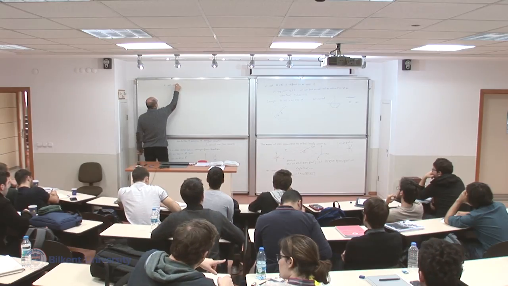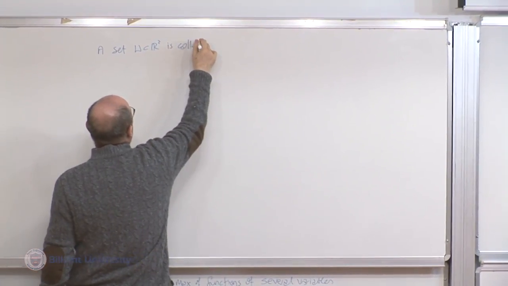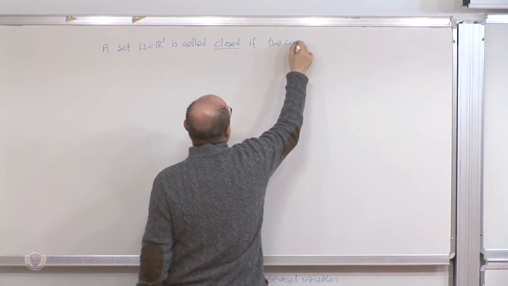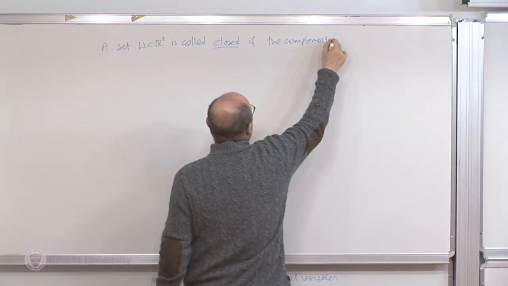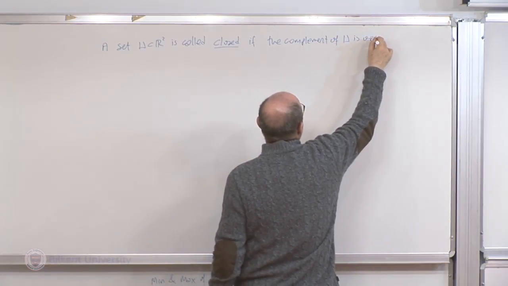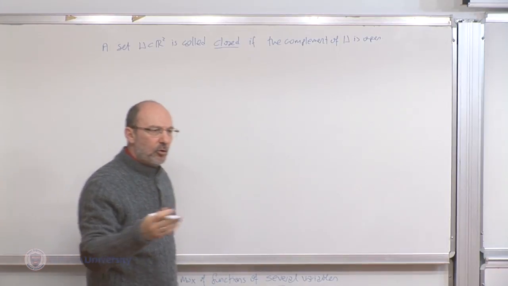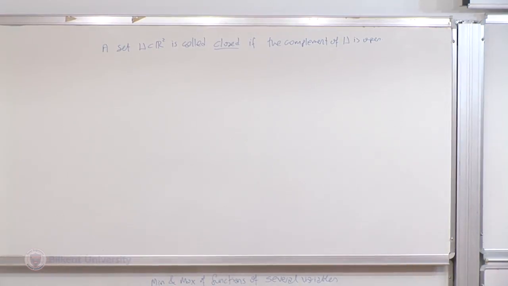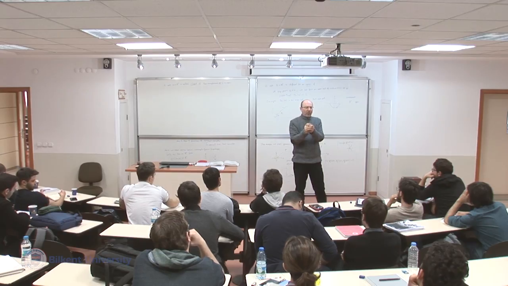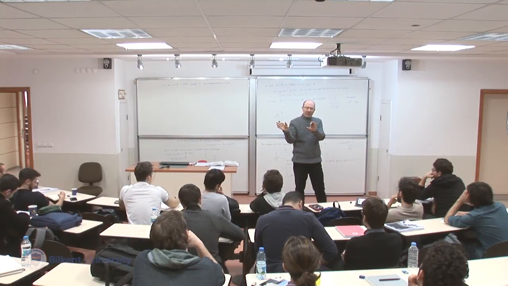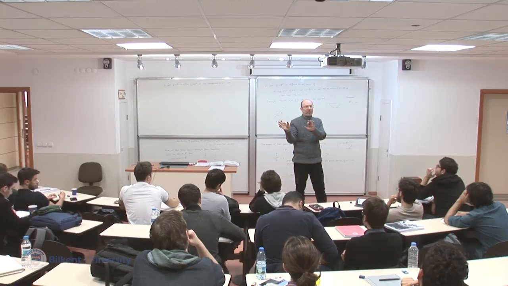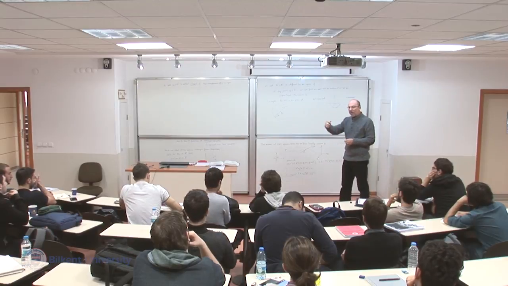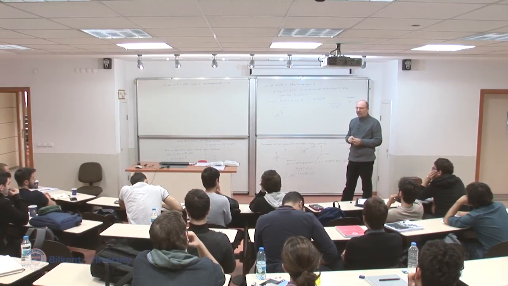U in R2 is called closed if the complement of U is open. Okay, so anything outside, choose any point outside the set. You can find a small ball which is disjoint from the set. So all the points outside this set are away from this set. Okay, if you want to explain it in everyday language, you can always stay away from points of the set by an open ball.